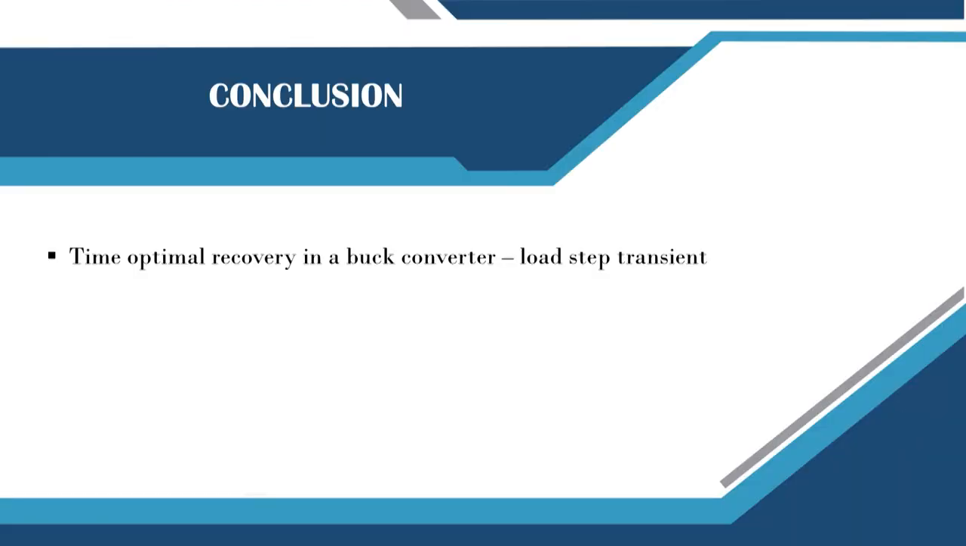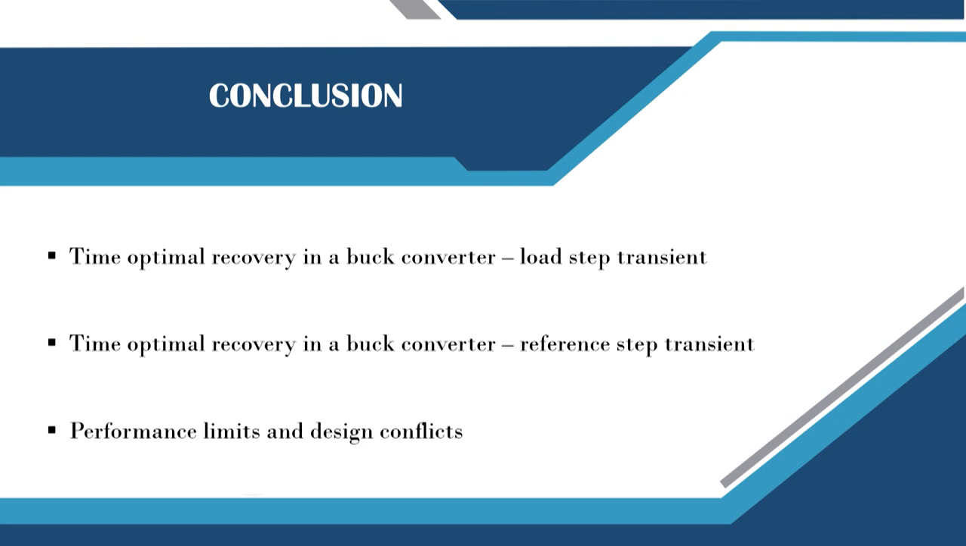In summary, we have discussed time optimal control in a buck converter for load transient, we have discussed it for reference transient, and we have also discussed what the performance limit is and what the fastest possible performance is that can be achieved, along with the design conflict. So, now with digital control, in the subsequent lecture we want to discuss how we can implement such near time optimal or time optimal algorithm using digital control.